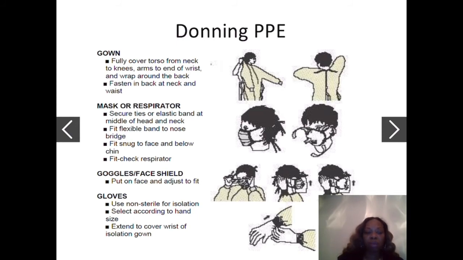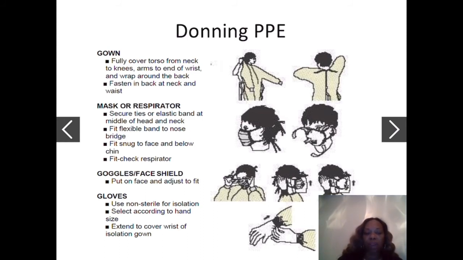With your mask or your respirator, you want to secure it second. Secure ties or elastic bands at the middle of the head and neck. Fit flexible bands to the nose bridge. Fit snugly to the face and below the chin, and you want to make sure that you fit check your respirators. Third, you'll put on your goggles or your face shield, and then last, you'll put on your gloves.